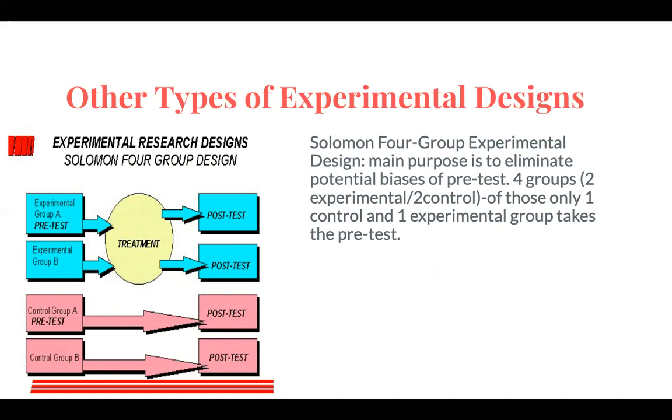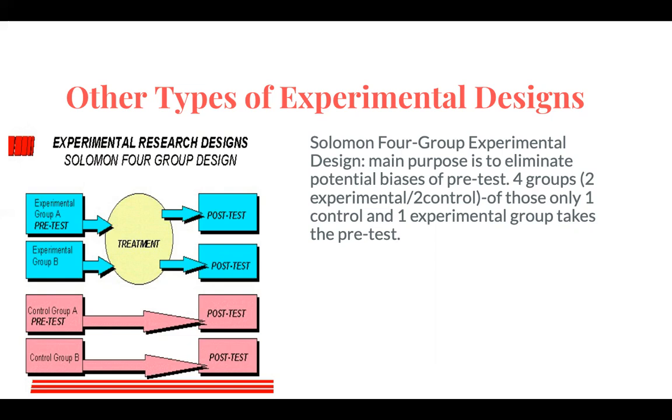So now, instead of 2 groups, you have 4 groups, 2 experimental and 2 control. Of those, only one of the controls and only one of the experimental groups takes the pretest. And so what you're trying to figure out is, did the pretest bias them in any way? And you compare them to the group that does not.